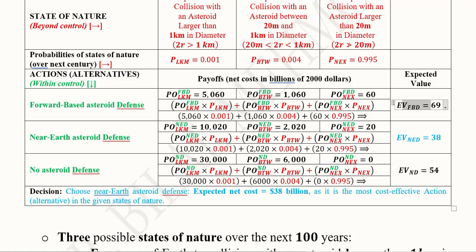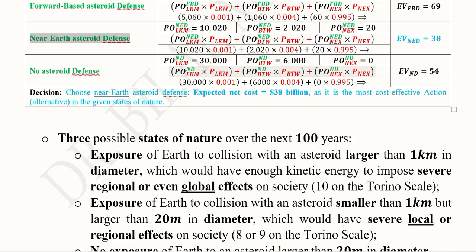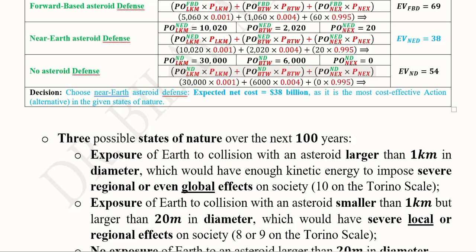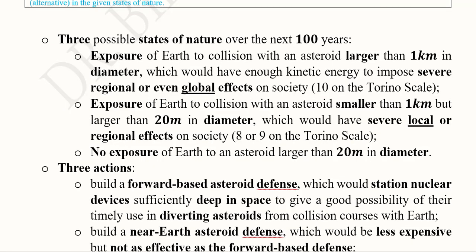So we have three expected values, and all of these are basically the net costs, which means that these are undesirable values, and we should choose the one which is the least, and this one is the least. So the situation of the near-Earth asteroid defense system is suitable. This is the action we should go for because it reduces the net cost as compared to the other two actions. So this is the decision that one should go for: the near-Earth asteroid defense system, as it minimizes the expected net cost.